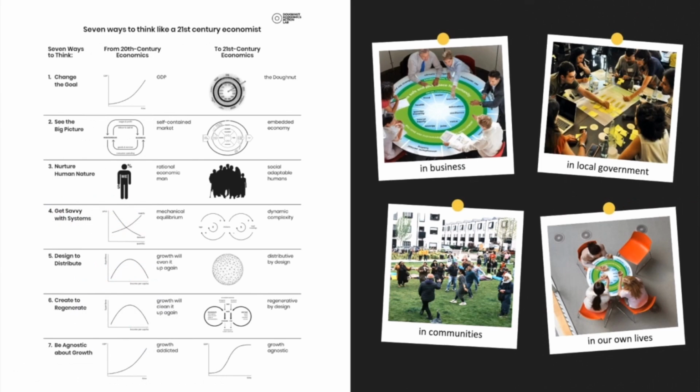Kate Raworth, in her book, says that there are seven ways to think like a 21st century economist. Number 1, change the goal. 2, see the big picture. 3, nurture human nature. 4, get savvy with the systems. 5, design to distribute. 6, create to regenerate, and finally, 7, be agnostic about growth. Now we'll look into all of these in detail.